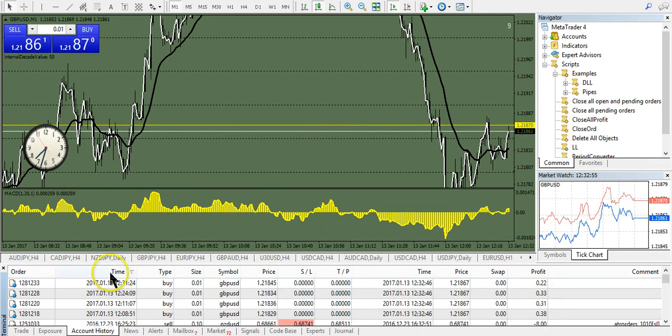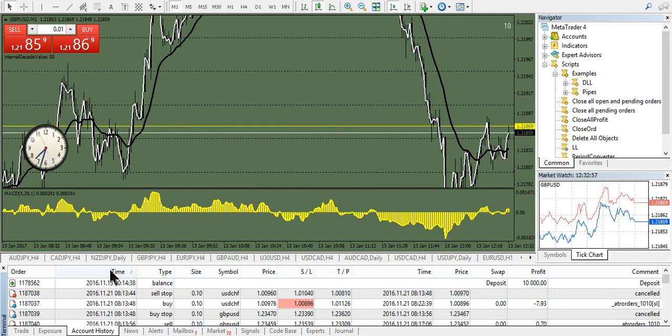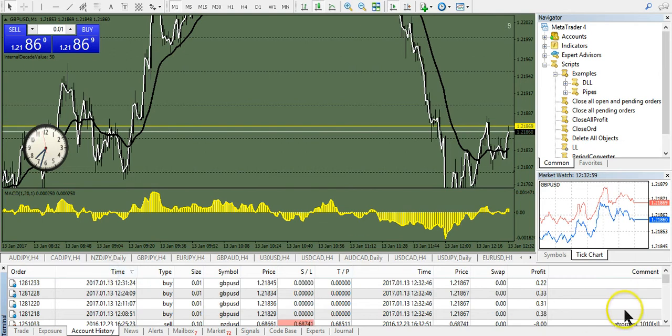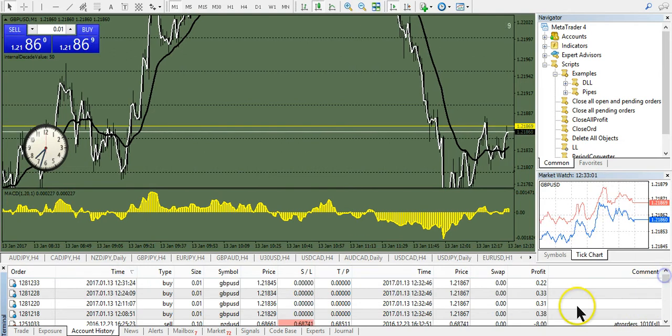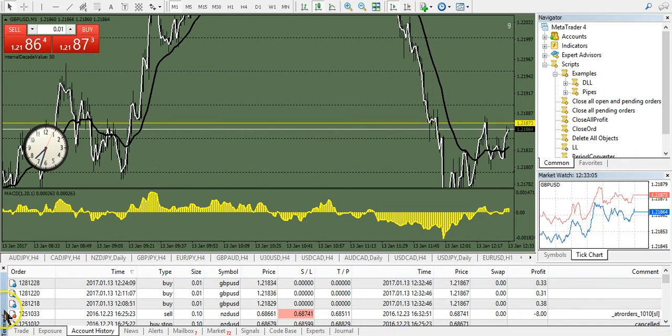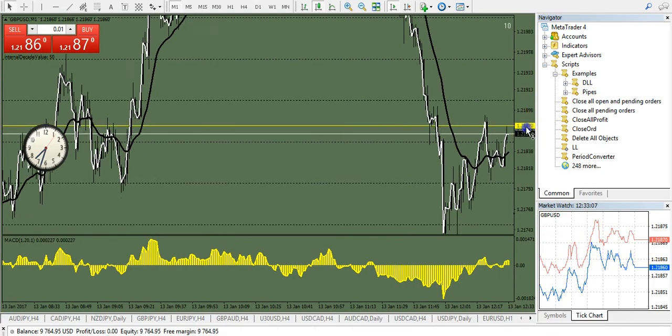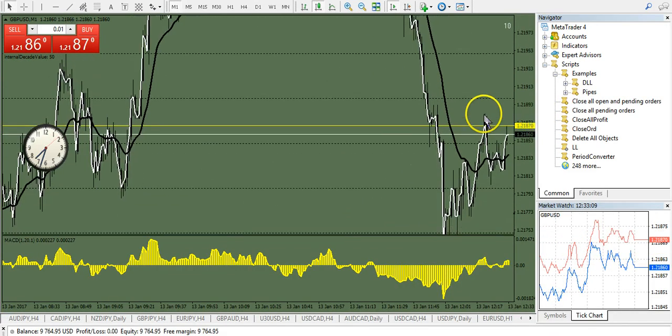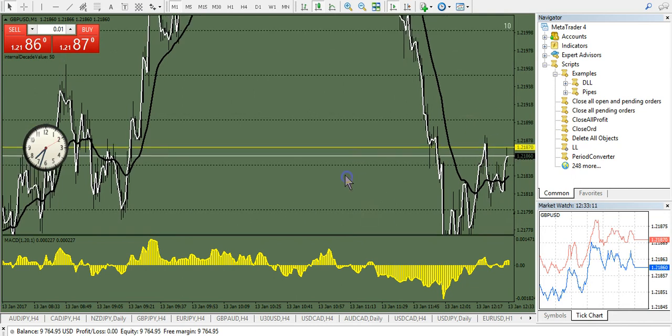I don't know how much money I made there because I wasn't watching the balance, but let's go to the account history and see what the last one was. Okay, so I think I made like $2 there or something. Certainly, and then waiting until it pops that out.